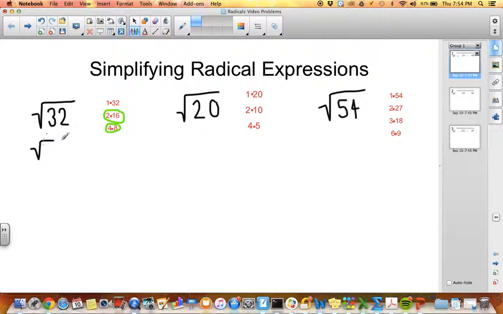So we're going to rewrite this radical. The square root of 32, we're going to write the square root of 16 times 2. So now we break it apart. So this becomes the square root of 16 times the square root of 2. So from here we simplify. The square root of 16 is 4. We can't simplify the square root of 2, so we just write the square root of 2. And that becomes our answer, 4 square root 2.